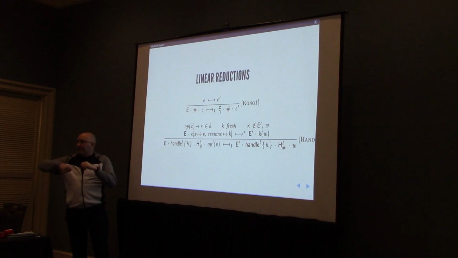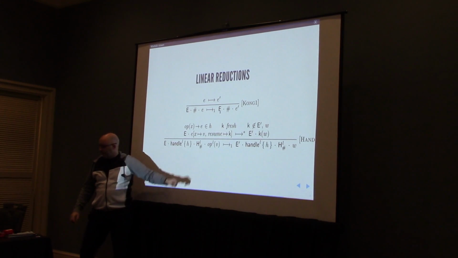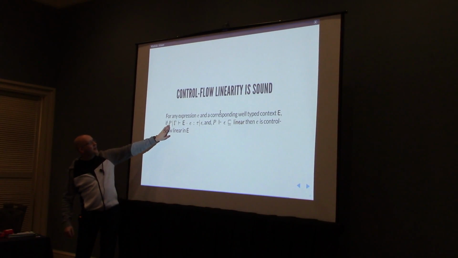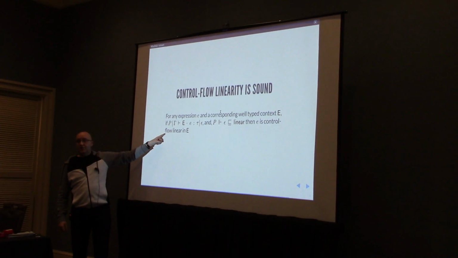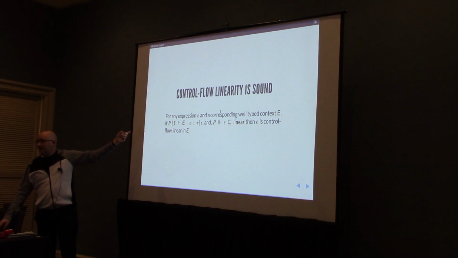That's fine, you can resume more than once. It's only if you go over a particular point. And then with that you can prove soundness. So in our system with the predicates, if it says the effect is linear, then we can show that any reduction is control flow linear. So we can do it under that more restricted relation.